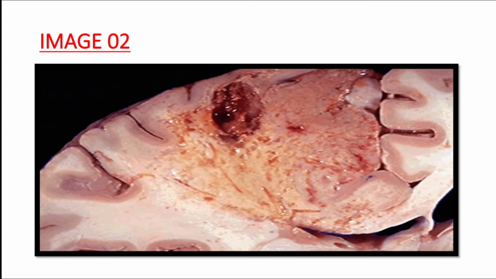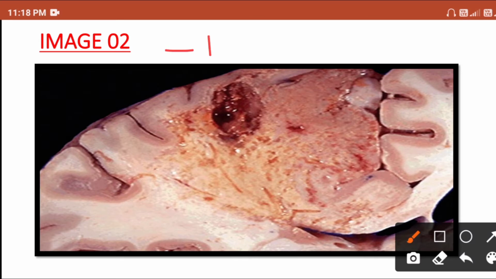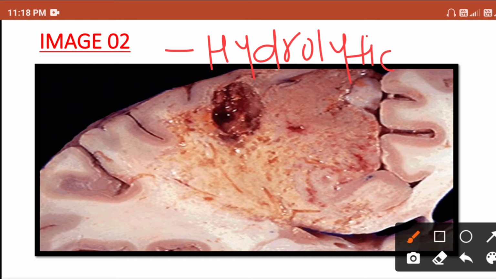This is the gross diagram of the brain. Here is the pathology, obviously. This is the pathological area. Can you tell me what this abnormal area is? Yes, you can see the liquefaction in this area. This is the liquefied area of the brain, and the liquefaction is seen in liquefactive necrosis, and that is because of the action of hydrolytic enzymes, the lysozyme.